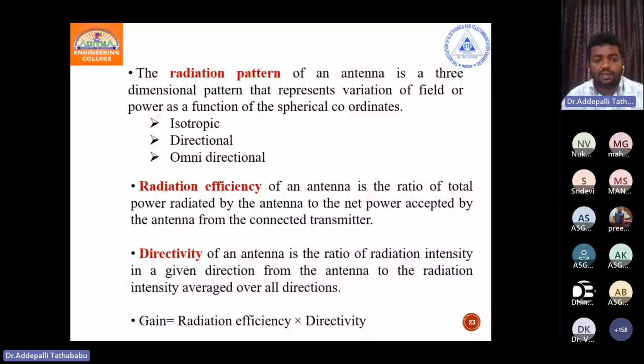The second one is the directional antenna. It produces maximum radiation perpendicular to the axis, particularly at azimuthal angles. Just imagine isotropic means equally in all directions, just like a cork ball. Now, directional antennas produce maximum radiation perpendicular to the axis, at a particular azimuthal angle.